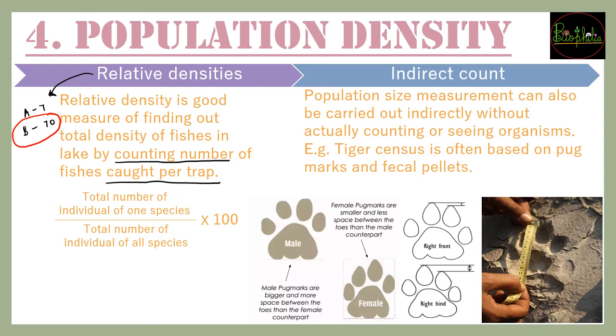So based on that you have a formula: total number of individuals of one species divided by total number of all species. So here you have one species divided by all species, into 100, will give you the relative density. The fourth method आता है of indirect counting. Sometimes it is not possible for you to go and actually count the organisms, or by seeing the organisms it will not be possible for you to count them.